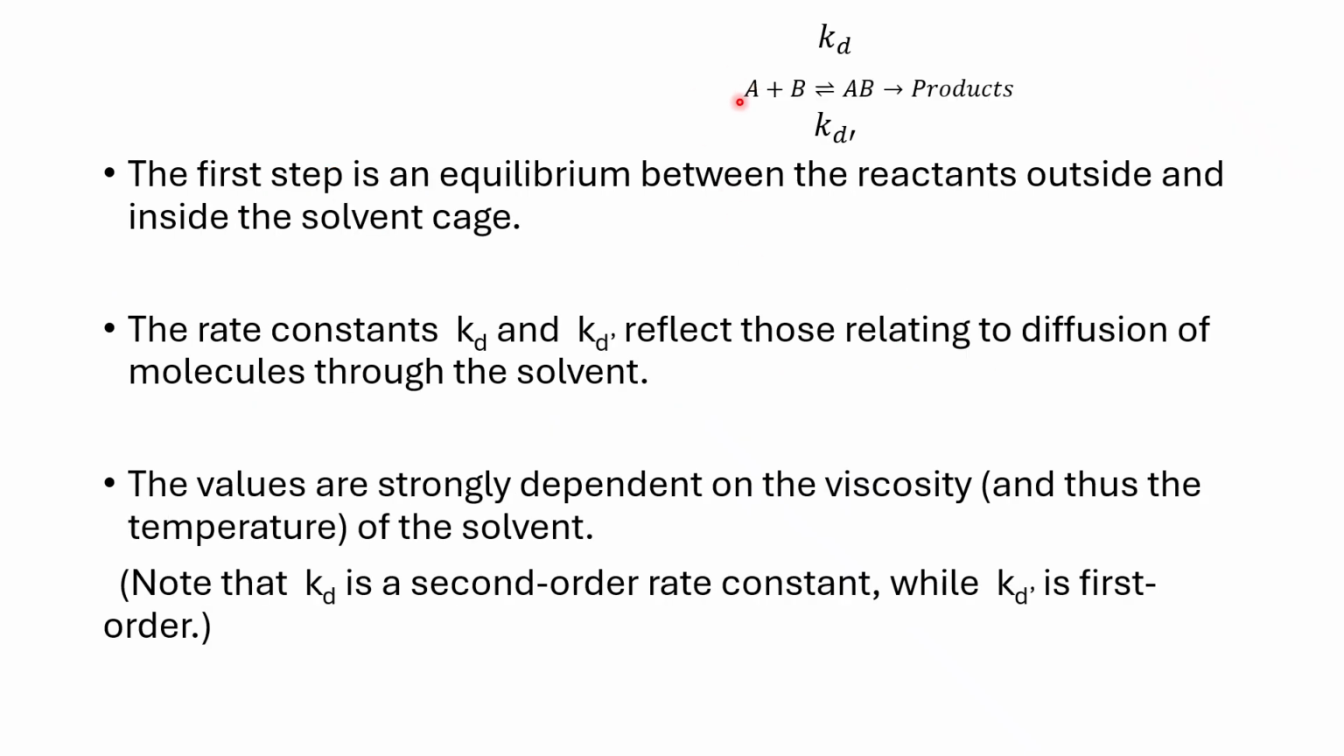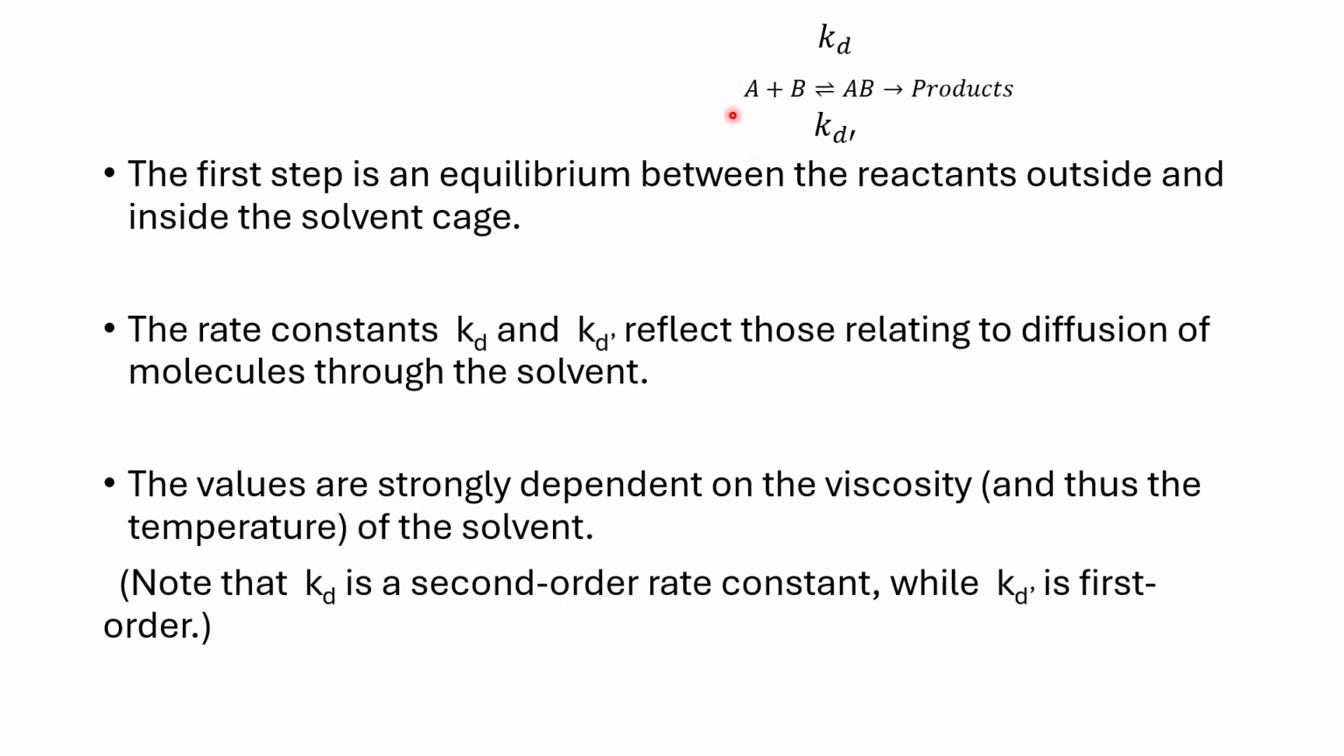If we have the reactants A and B, they will form the encounter pair in the solution to proceed to product formation. The first step is an equilibrium between the reactants outside and inside the solvent cage. The rate constants Kd and Kd prime relate to the diffusion of the molecules through the solvent, and their values are strongly dependent on the viscosity of the solvent as well as the temperature of the reaction.